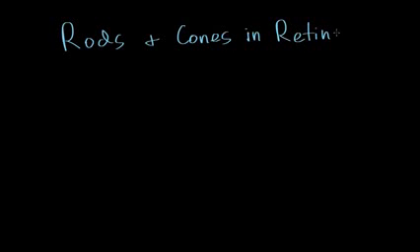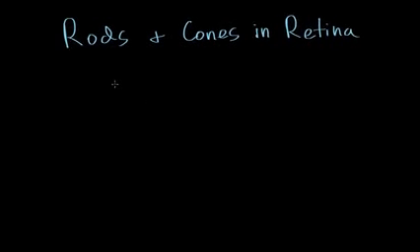Let's look at how rods and cones are distributed in the retina. Let me begin by drawing a very simplified diagram of the eyeball. So in the back of the eye, we have the optic nerve exiting and going towards the brain. The back of the eyeball is coated by a specialized membrane known as the retina. This dimpled portion of the retina is known as the fovea.